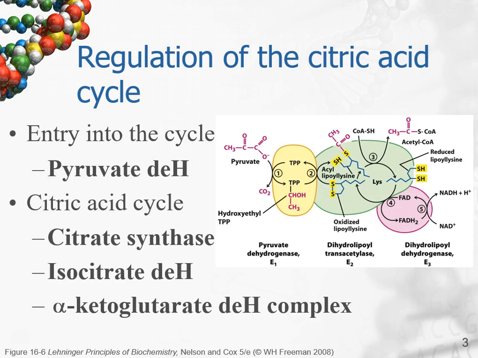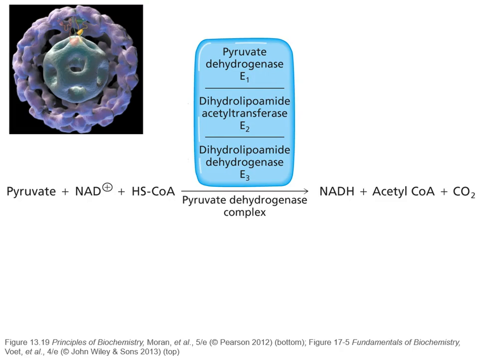So remember that pyruvate is converted to acetyl-CoA and carbon dioxide through the action of this large pyruvate dehydrogenase complex. So we have to consider the regulation of the pyruvate dehydrogenase complex as well as the other three enzymes in the pathway. So let's look at that. So here's the reaction. Pyruvate plus NAD plus coenzyme A will give us acetyl-CoA, NADH, and CO2. So it's an oxidative decarboxylation.